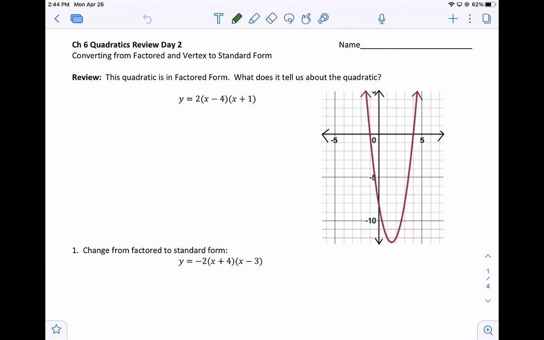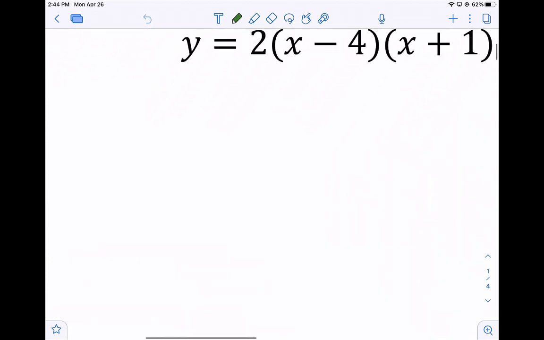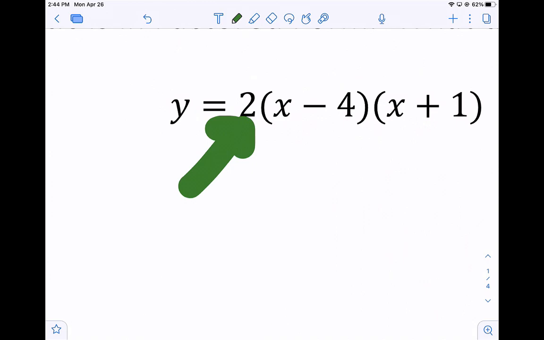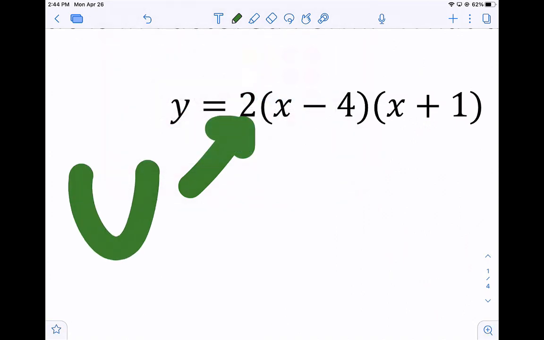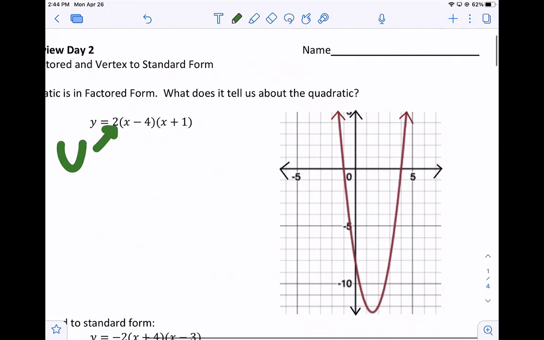So if you notice, we have first of all the a value, this 2 right here. It tells us that it is a smiley face graph because it's positive, and since the 2 is bigger than 1, it's going to be skinnier than the original, so we can see that in our graph.